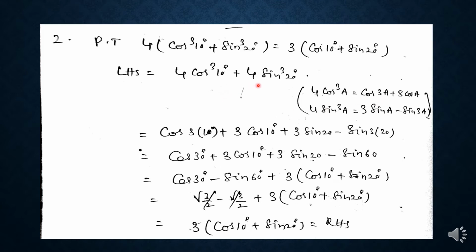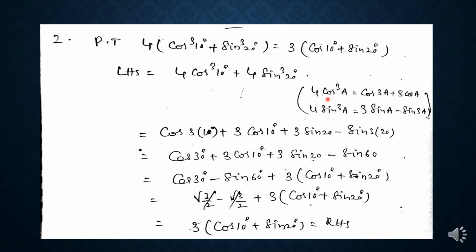And here 4 sin cube 20 degrees, that is 4 sin cube a, what is it? We have sin 3a is equal to 3 sin a minus 4 sin cube a. From that, 4 sin cube a can be written as 3 sin a minus sin 3a. So multiples of 3a angles.